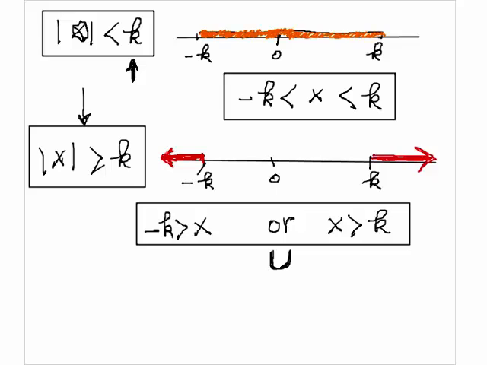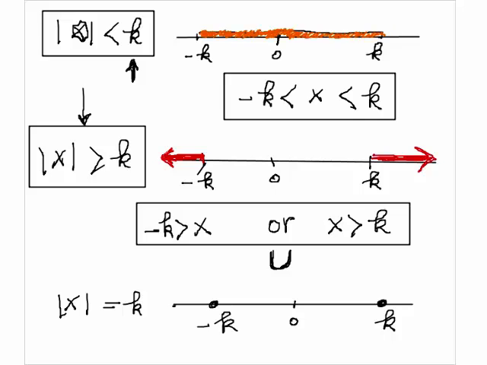If I had absolute value of x is equal to k, that would mean all the numbers that are exactly k units away from 0. Let me put this example down here too. Maybe that would help you to understand this a little better. So it means all the numbers are exactly k units away from 0. So that would be two numbers here, k and minus k. So in this case, x is equal to k, or x is equal to minus k.